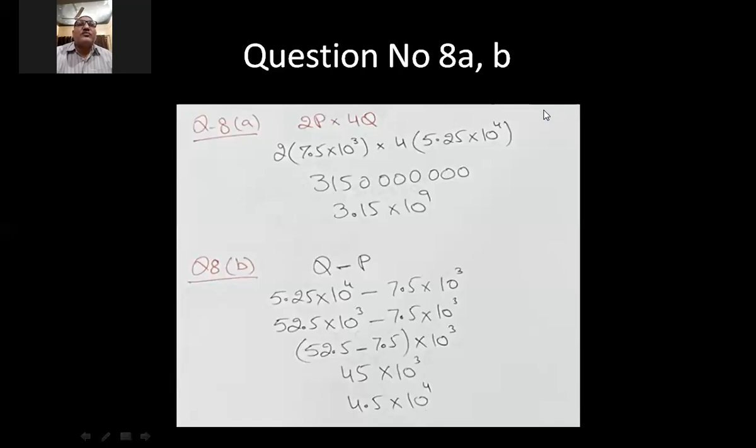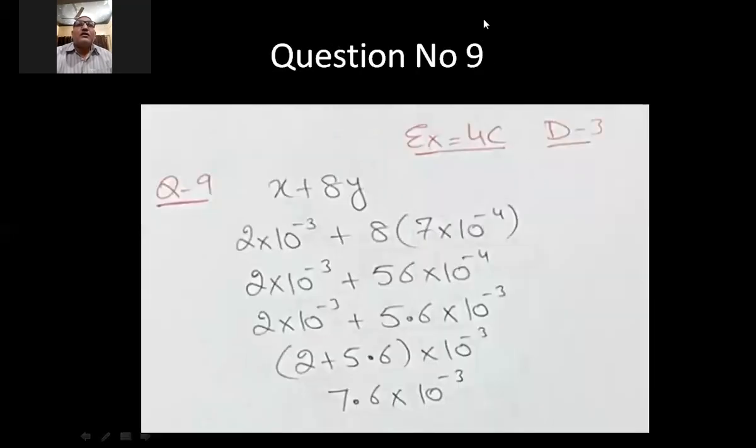The next question is question number 9. Here we go, on your screen question 9 is showing up. Let me read the question from the book. The question says, given that x is equal to 2 x 10^-3 and y is equal to 7 x 10^-4, evaluate x plus 8y. Give your answer in the standard form.